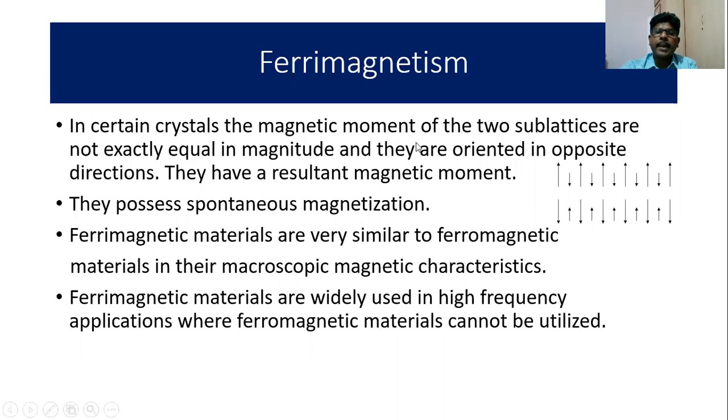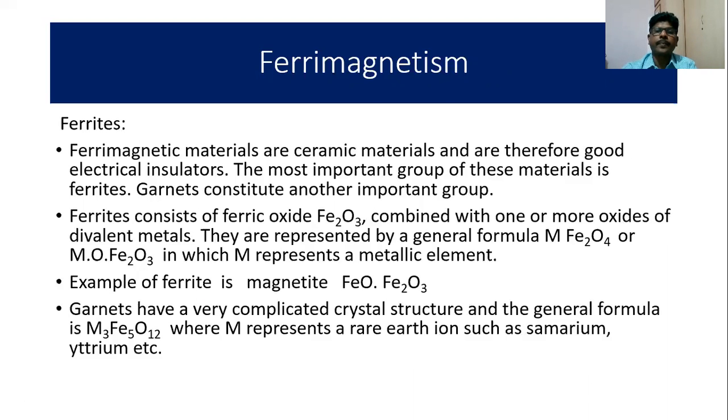In certain crystals, the magnetic moments of the two sublattices are not exactly equal in magnitude and they are oriented in opposite directions. They have a resultant magnetic moment. So though they are in opposite directions, the magnitudes are not the same, so they will have some value of magnetization. They possess spontaneous magnetization. Ferrimagnetic materials are very similar to ferromagnetic materials in their macroscopic magnetic characteristics. Ferrimagnetic materials are widely used in high frequency applications where ferromagnetic materials cannot be utilized.